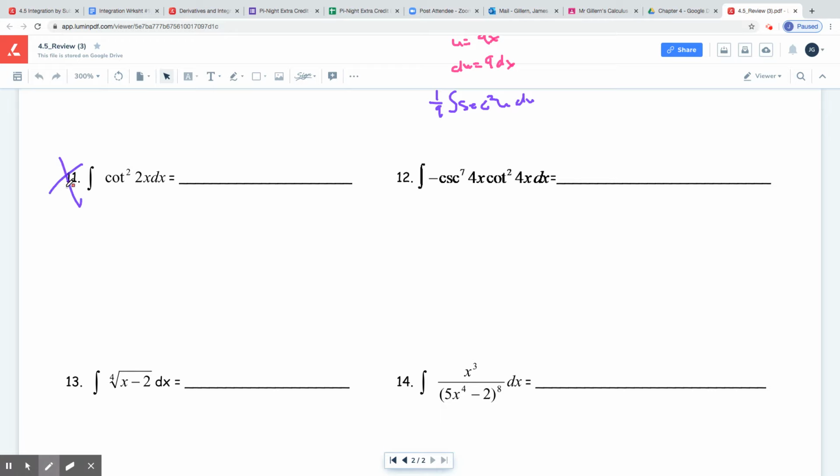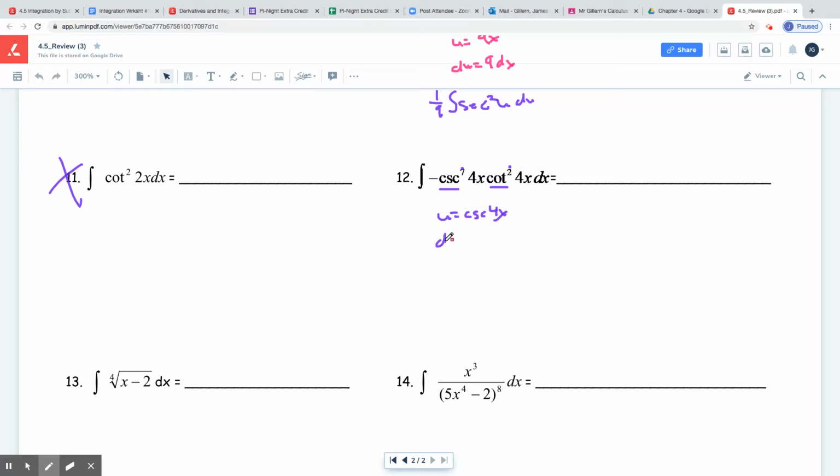12. Two trig functions. Which one is the higher? They're different, 7 and 2. I'm going to take the one with the higher exponent, which is cosecant. So u is going to be cosecant 4x. The trig is involved. Now, do I need to put the negative in there? No. But if you do, it's not really going to change anything.